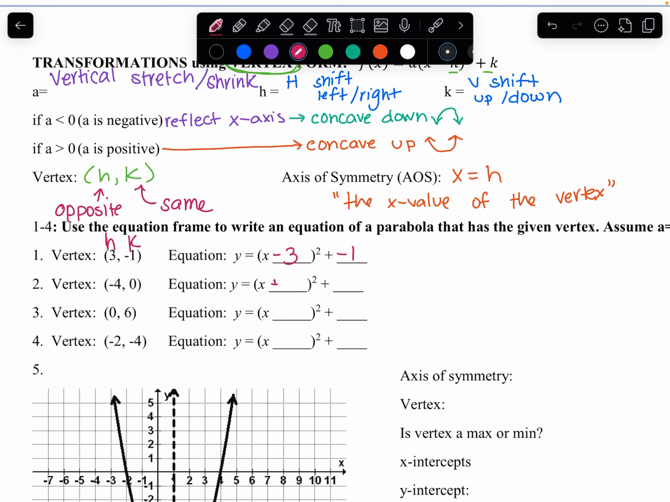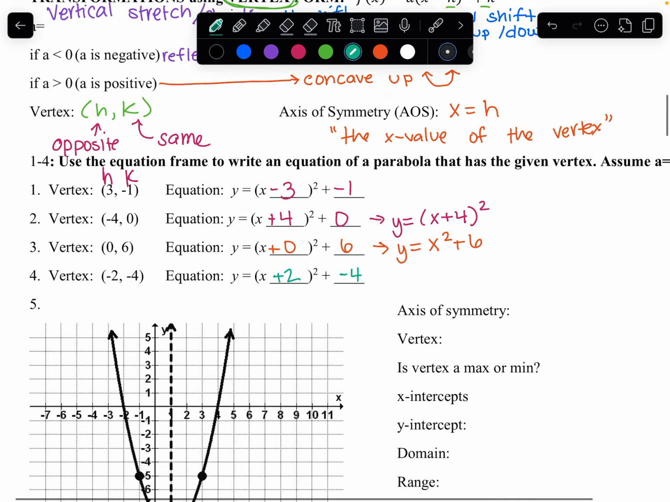Now for number 2, we're going to change that sign. Now, we don't really need that plus 0, so what you're going to see when this shows up is just y equals x plus 4 squared. For our next one, number 3, minus 0 plus 6, well, x minus 0 or even plus 0 doesn't do anything. And so what this would look like if I asked you to graph it would just be y equals x squared plus 6. There would be no parentheses. And our last one would be y equals x plus 2 squared minus 4.